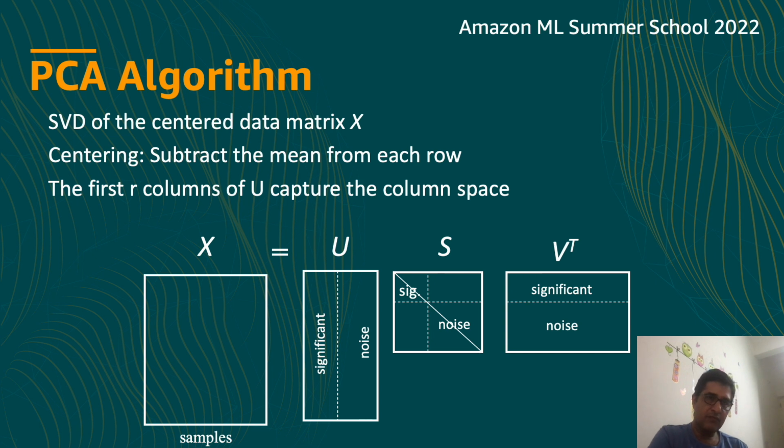PCA is actually the SVD of the centered data matrix X. The centered data matrix X is obtained by taking the mean of the matrix X and subtracting it from each row. In principal component analysis, you are saying that the first R columns of U and the first R rows of V are significant. The rest is noise, right? In terms of S, remember that this is a diagonal matrix that comes out of SVD, so most of your signal is sitting on the top diagonal elements.